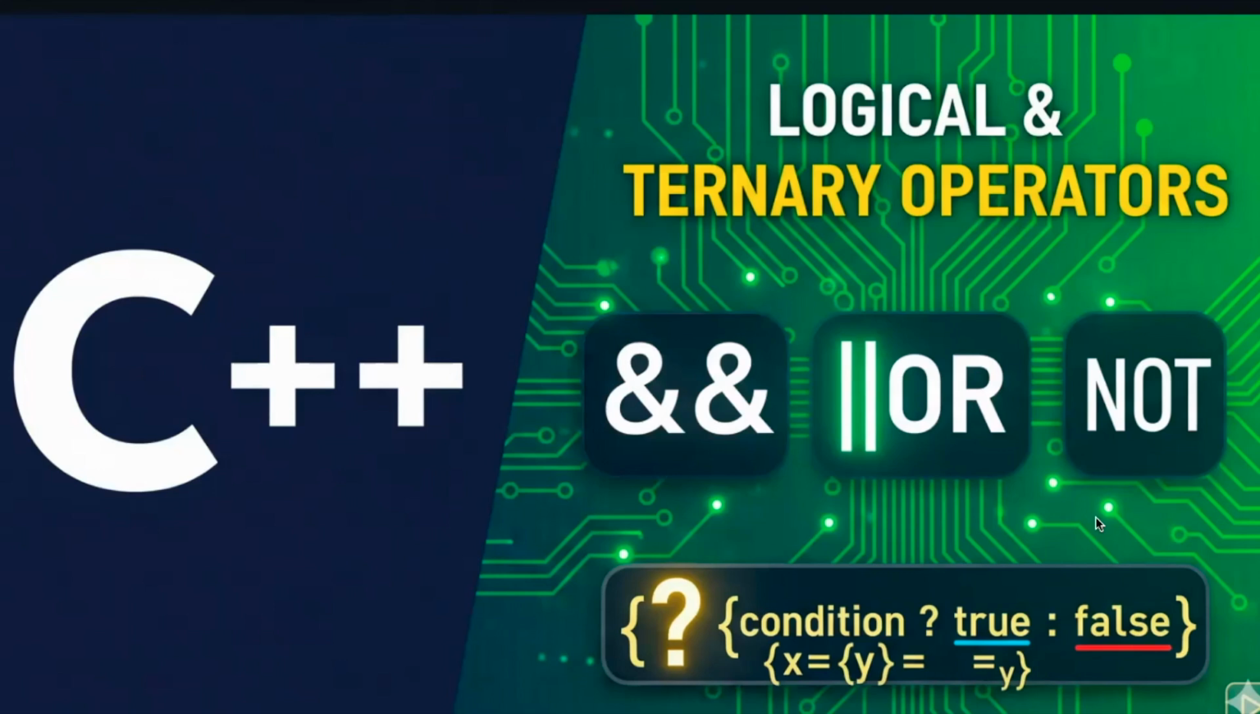So in my last video, I already explained the logical operators: AND, OR, and NOT. The AND operator, the OR operator, and the NOT operator. And why do we apply these operators?